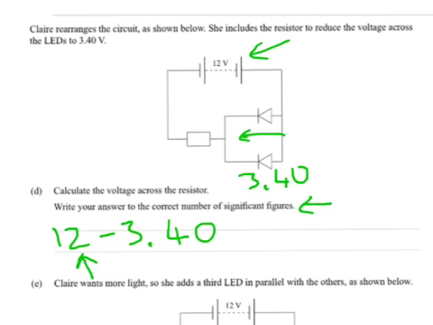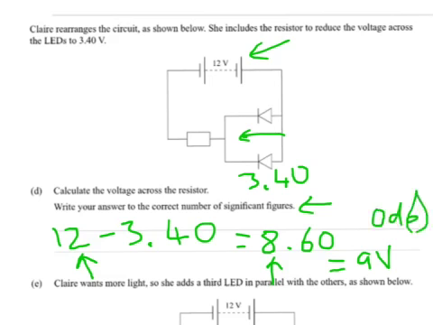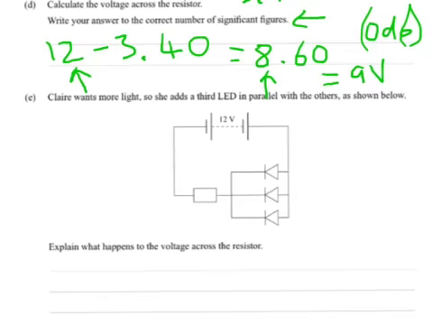So let's see, 12 minus 3.4 is 8.6, or 8.60, but we can only round to this column. So it should round to 9 volts to 0 dp. So that's a bit of a tricky one. If there was multiplication or division, we would go to 2 SF because 12 is the least number of SF.